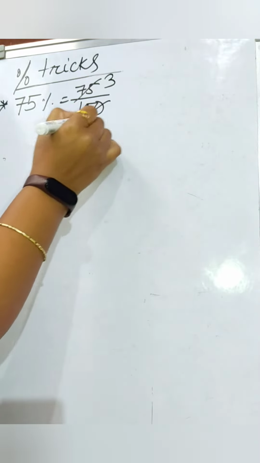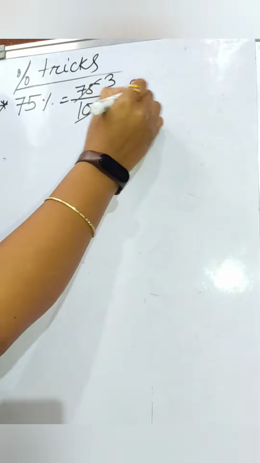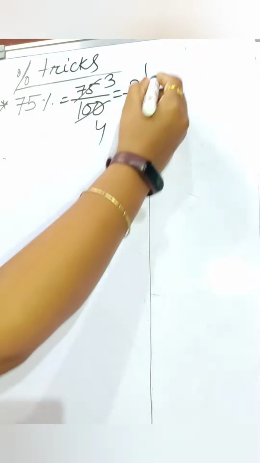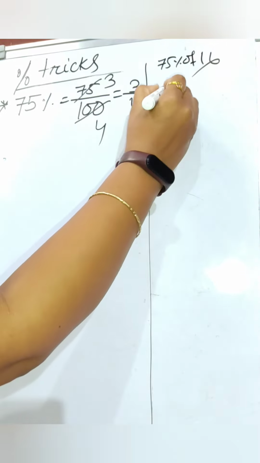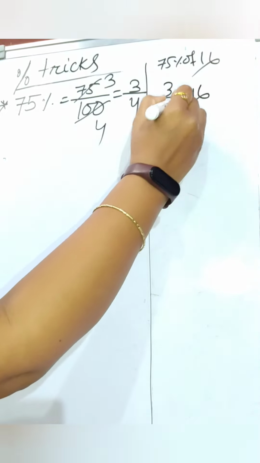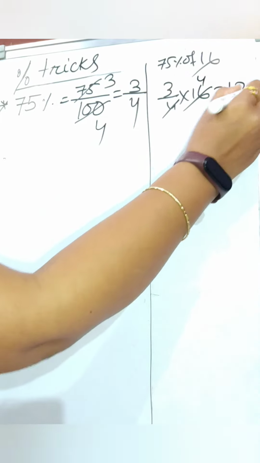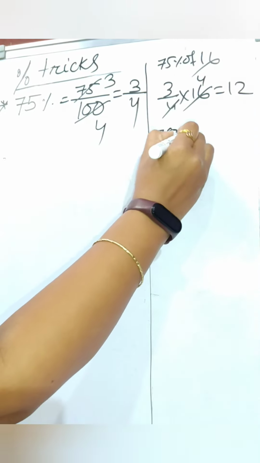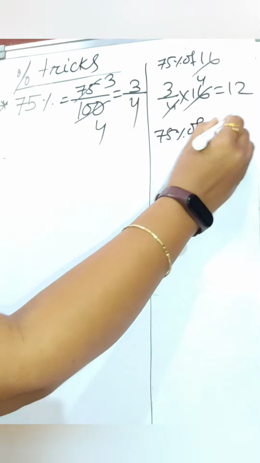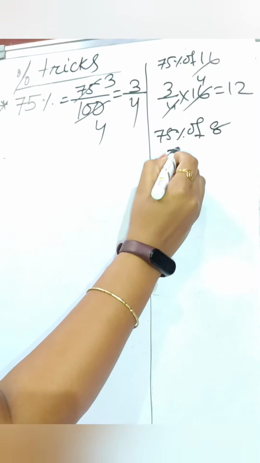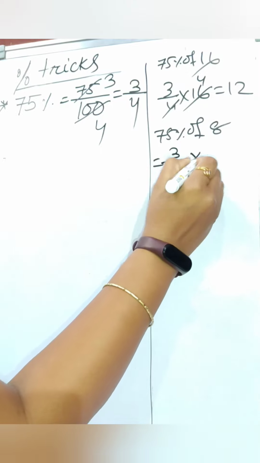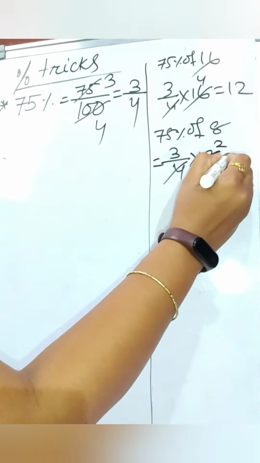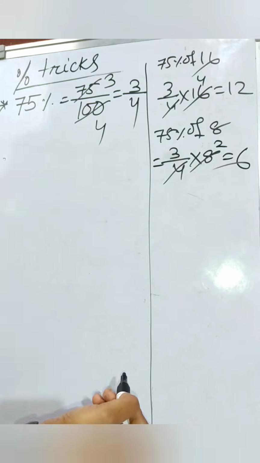Just think, maths is not that tricky. So 75% is equal to 75 by 100, which is equal to 3 by 4. So if I write 75% of 16, it means 3 by 4 of 16, that is 4 fours are 16, 4 threes are 12. How easily we are doing so, right? 75% of 8 means 3 by 4 of 8, 4 twos are 8, 2 threes are 6. Orally, in your mind also you can do this, that is called mental mathematics.